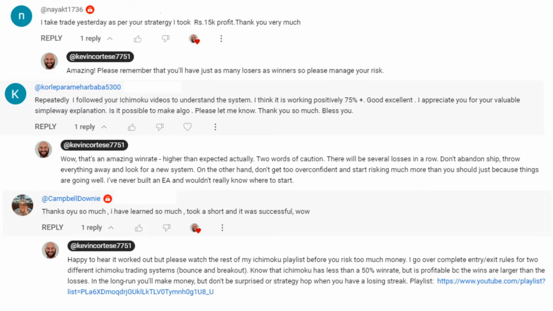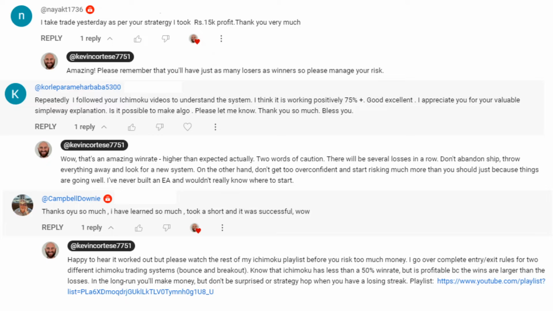but Ichimoku isn't a magical system. You'll have plenty of losses with it, so more than anything, make sure you're not risking more than 1 or 2% on any given trade. I know the numbers, and a win rate of 75% is actually much higher than expected. Some people have early success, they take a few losses, and then they want to throw the baby out with the bathwater. They look for the new shiny system to try out.